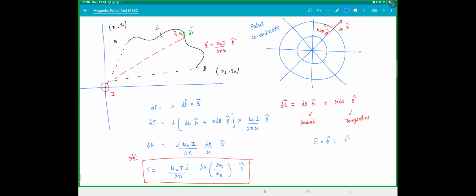Okay, with that we'll wrap up for the day and you start solving. Don't wait too long. Try to finish off magnetic field and force by at least next Friday.